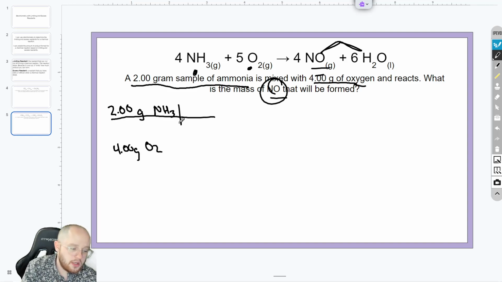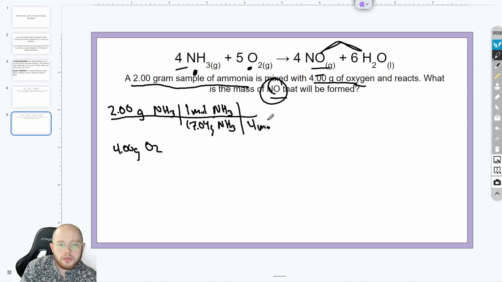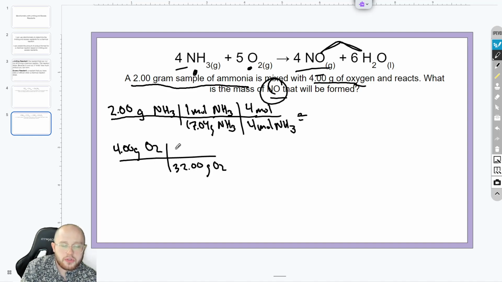I'm going to convert using ammonia's molar mass, which is 17.04 grams of NH3 for every 1 mole of NH3. I'm going to use the mole ratio, which is 4 moles of NH3 for every 4 moles of NO. I'm going to do 4.00 grams of O2. I'm going to convert it to moles first using its molar mass, which is 32.00 grams for every 1 mole of O2. Its mole ratio is going to be 5 moles of O2 to 4 moles of NO.